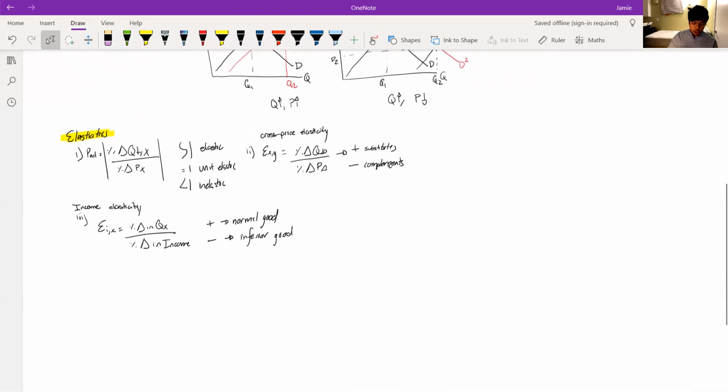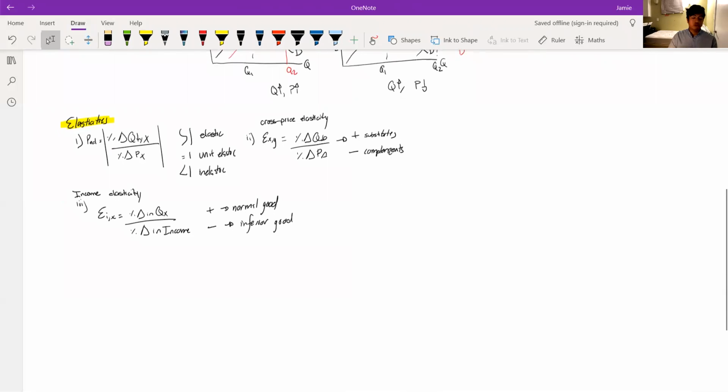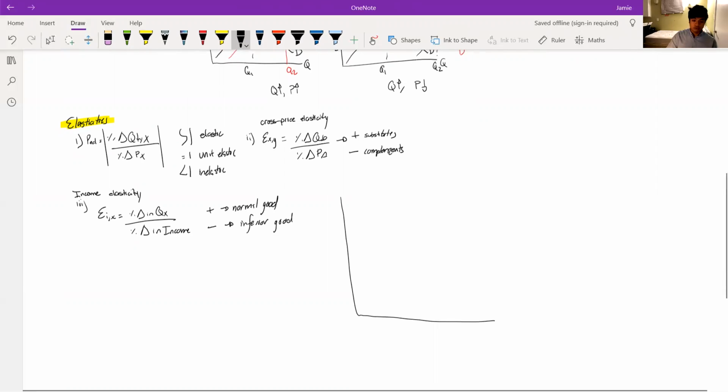And that's pretty much it in terms of, I guess, graphically, how these curves look. So in terms of demand, this would be a relatively elastic.